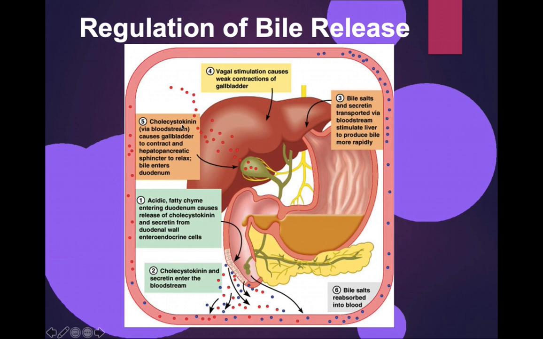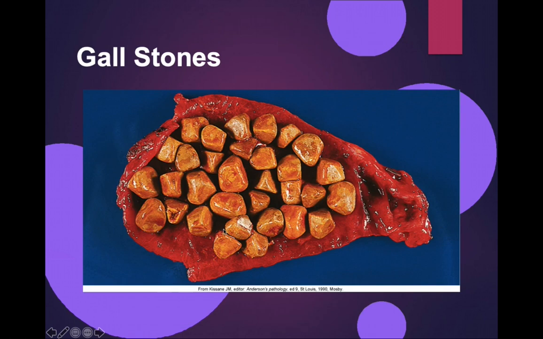Number 5, the cholecystokinin via the bloodstream causes the gallbladder to contract and the hepatopancreatic sphincter to relax so that bile can enter the duodenum. Okay? These are gallstones. I promised you I was going to show you a picture of gallstones. Now, could you imagine that trying to fit through a cystic duct? Can you understand why it's so uncomfortable? Why people get sick? Why they buckle over? Why they want to throw up?